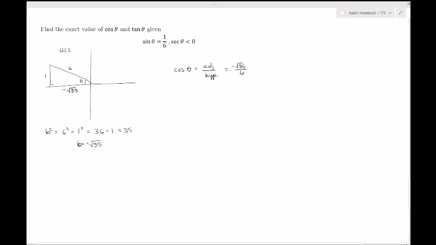And for the tangent of theta, we can take the opposite side over the adjacent side, which will give us 1 over negative square root of 35. And if we rationalize this fraction, we multiply by the square root of 35 over the square root of 35, which will give us negative square root of 35 over 35. So that would be our tangent.